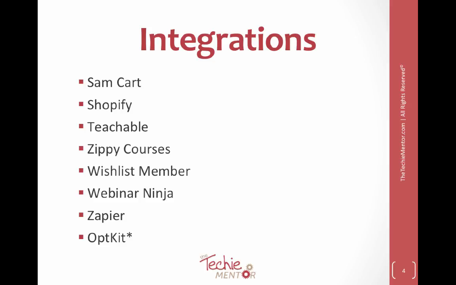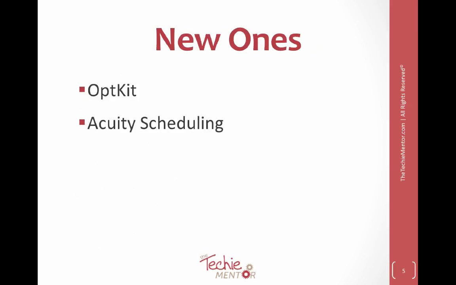Webinar Ninja is a webinar platform, and I've actually just started using it. Love it. It's a great tool. Zapier is basically a great little tool that allows you to create integrations where there are none. It's a really cool tool. And then OpKit, which I've added to the new ones. OpKit and Acuity Scheduling are two of the newer ones that they've done. OpKit would be another form, and Acuity Scheduling would be one of the scheduling tools.